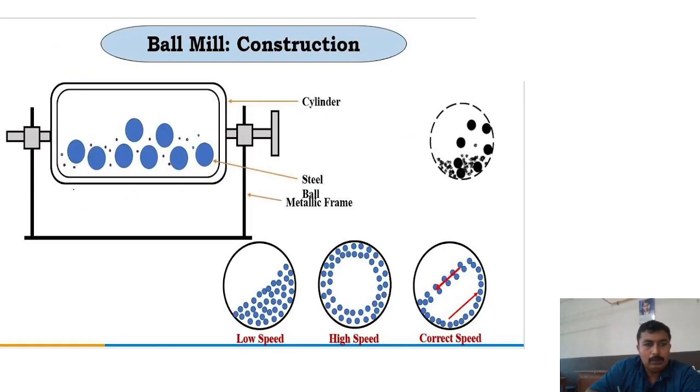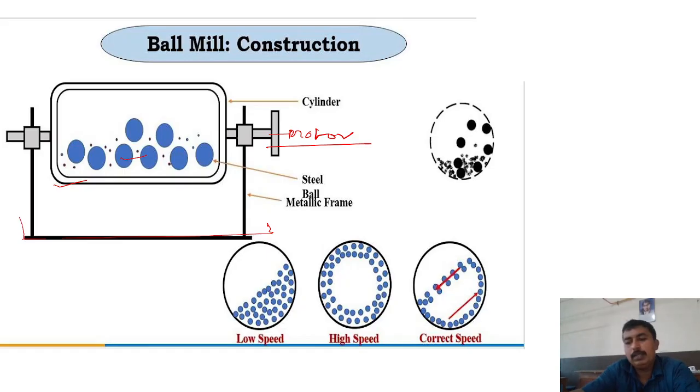As we discussed in the diagram earlier, this is the hollow cylindrical drum, and these are the stainless steel balls. So balls are placed in the hollow cylindrical drum. This drum is mounted on the metallic frame. This is the metallic frame. The drum is mounted on the metallic frame, and this cylindrical drum is connected to the motor. So the motor is actually responsible for the breakdown of the powder particles.